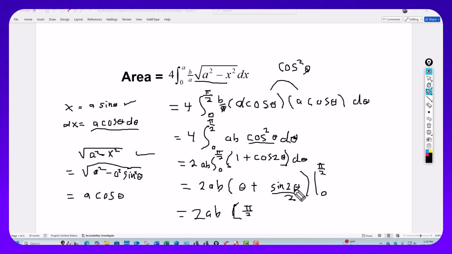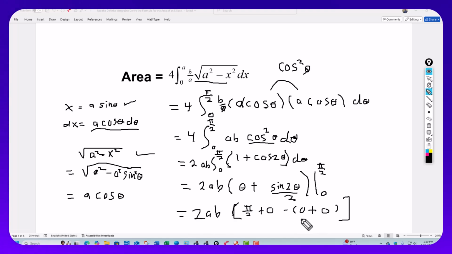But the sine of pi, 180 degrees, is 0. So that's 0 there. And then it's minus the value at 0. So theta is 0. This will be a 0 here. Then it's plus. Put a 0 here where the 2 theta is. It'll be the sine of 0 over 2, but the sine of 0 is 0. So all we really have then is pi over 2 times 2ab.